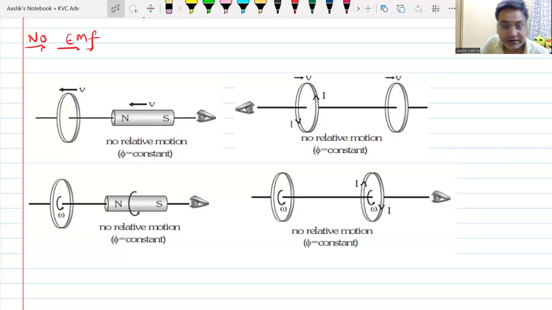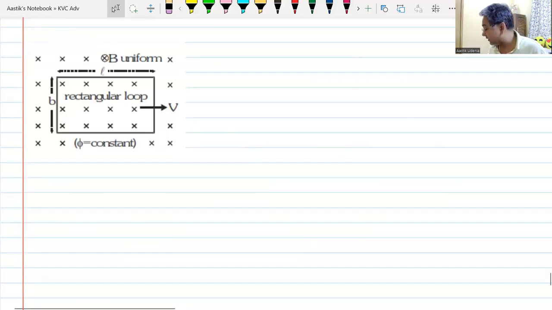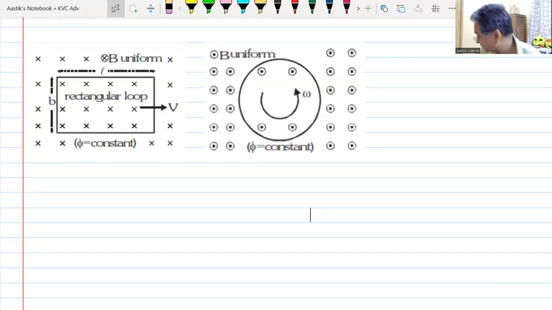So similarly, we have seen these cases as well. If you have a loop moving inside a magnetic field, as we have seen, the EMF induced is zero because there is no change in flux. Do we understand this? Yes, sir. Similarly, if you have a circular or a rectangular coil rotating like this, the flux is constant. Do we understand this? Yes, sir. So EMF induced in the entire thing is zero. This is a circle. Do you understand this? Yes, sir.